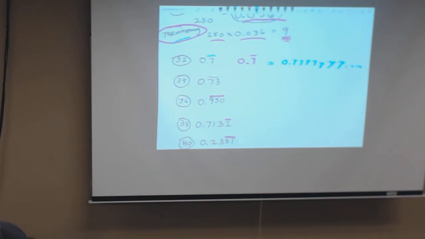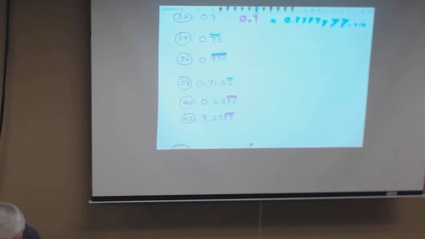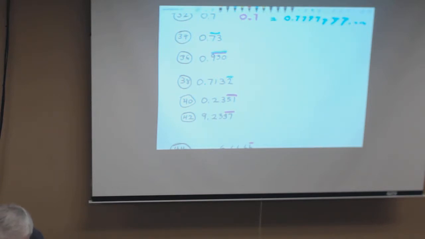So do you see how you'd work every one of these? What repeats for number 34? 73. What repeats for number 36? 930. What repeats for number 38? 2. So now see, I just put a line over the 2 because that's all that repeats. What repeats for number 40? 2.351515151 dot dot dot. The 5, 1. Everybody follow what's going on?